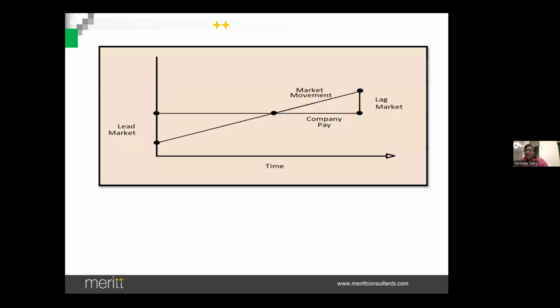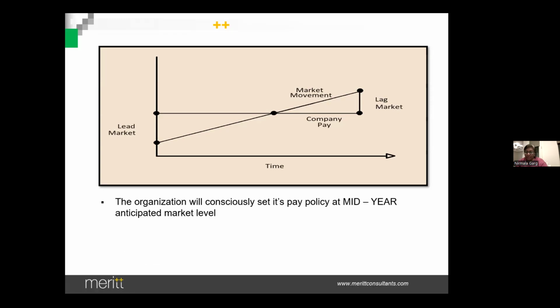And this is lead and lag. How do you think it's a lead and lag? Can you see, very interestingly, okay, in the beginning it was in the lead. But after that, what happened? The company was paying the same, but the market has moved up. So for some time it is in the lead, and then for some time it is in the lag. So you can also have a lead-lag position. All right.